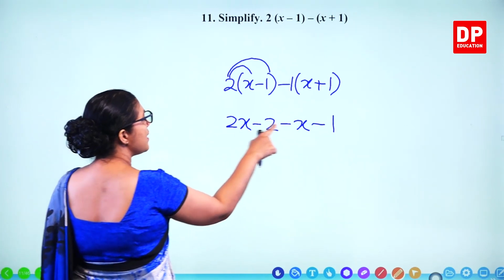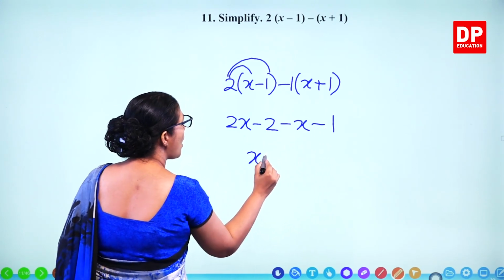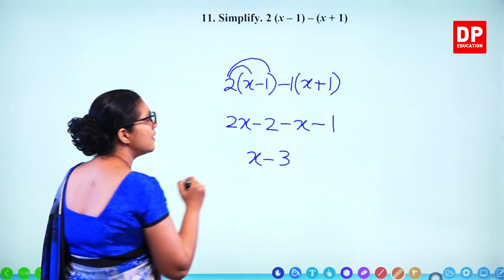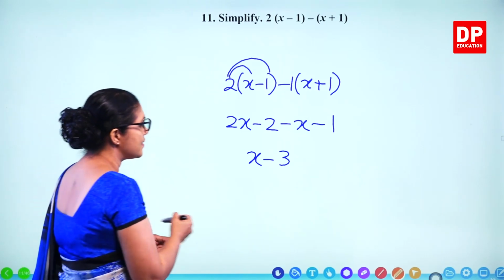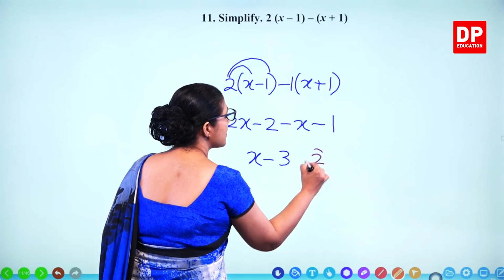So 2x and minus x, subtraction is x. Minus 2 and minus 1 becomes minus 3. So the final answer is x minus 3. You get 2 marks.